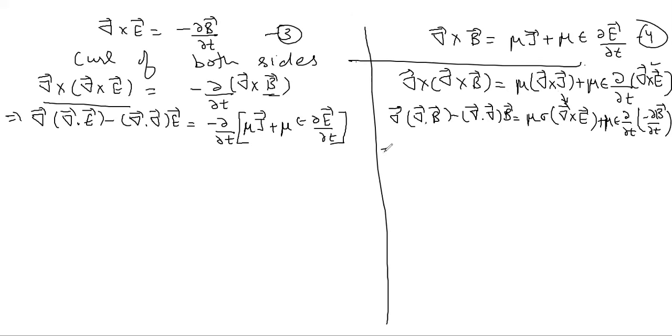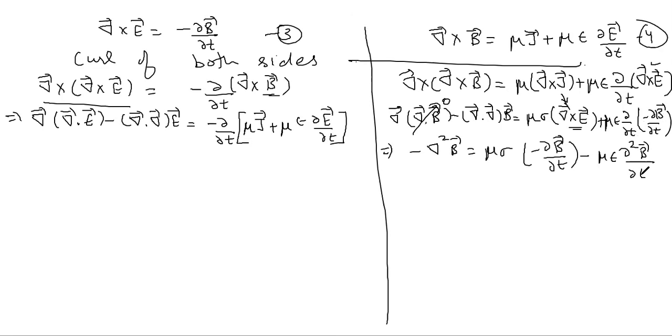Let's first finish this side of the equation. Del dot B is equal to 0 as per Maxwell's second equation. You will have minus del square B is equal to mu sigma del cross E, again from equation number 3, is equal to minus curly B by curly T, minus mu epsilon curly square B over curly T square. In all three terms you have the negative sign, minus here, minus here, minus here. So I can write simply in this form also.